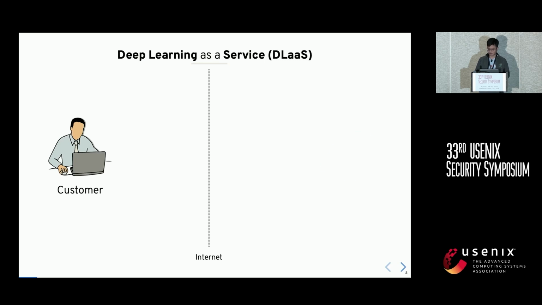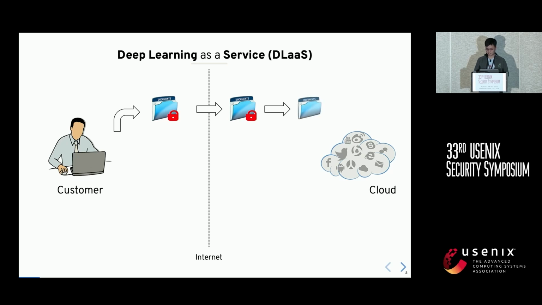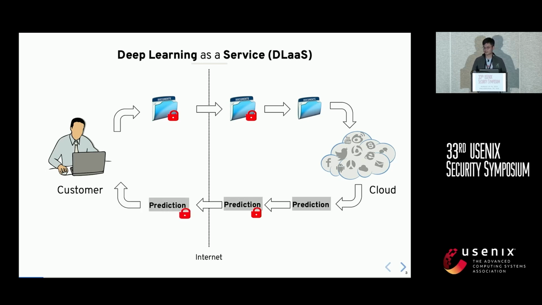Now we know a lot of companies, the cloud servers, provide machine learning and deep learning servers to customers. When the customer wants to use these servers, they need to share their encrypted data. After the cloud server receives the encrypted data, it first decrypts it, gets the plain text data, and then uses deep neural networks to process the data and get the plain text result, then encrypts it again and sends it back to the customer. During this procedure, the cloud server can see the data and the prediction result. So it raises privacy concerns.